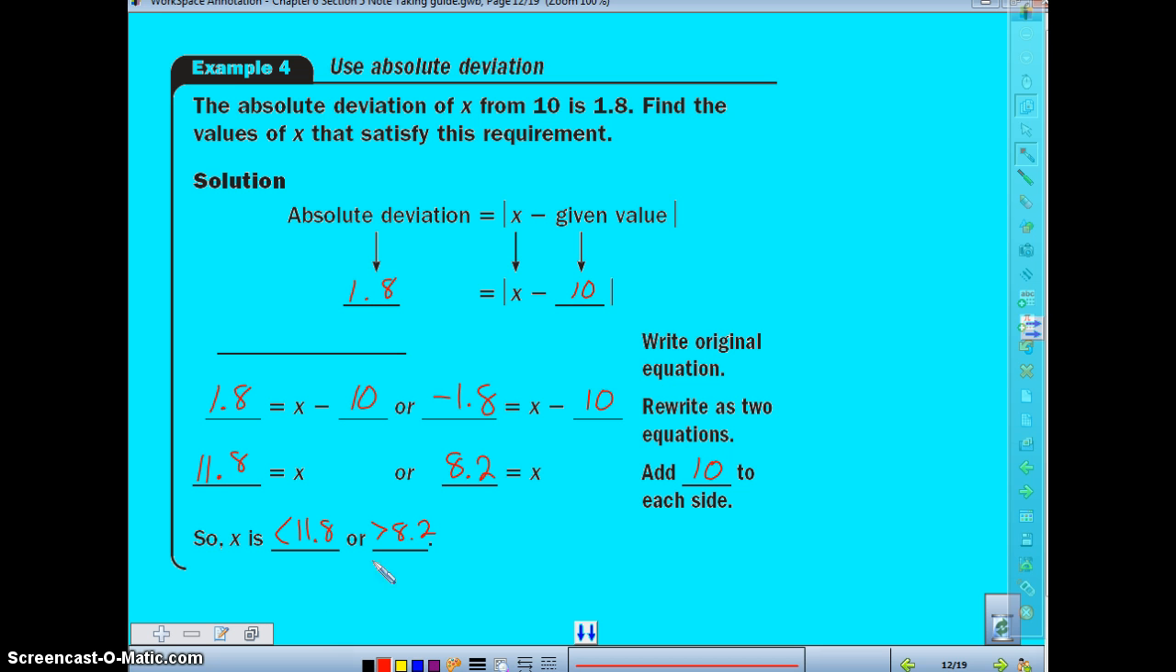So x is greater than 8.2 and less than 11.8. Alright, so now with this, you see it has the or, but you could write this as 8.2 is less than x, and x is going to be less than 11.8. Wow, that's taking what we did last unit and using it for this unit. That's like schoolwork and stuff.